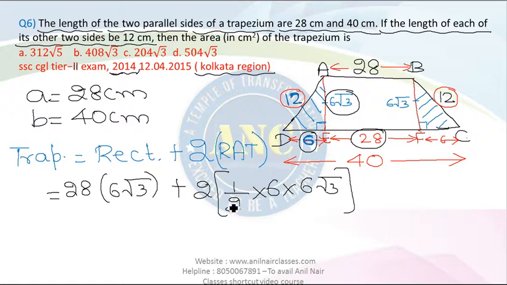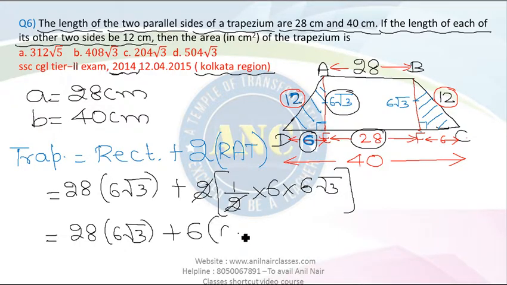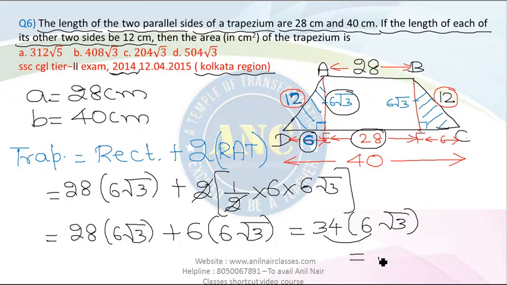So the 2 and 2 will cancel here. So this is 28 into 6 root 3 plus 6 into 6, which is 36 root 3, or I can say it is 6 into 6 root 3. So this becomes 28 plus 6, which is 34, into 6 root 3. 34 into 6 is 204. The final answer for this question is 204 root 3, which is option C.